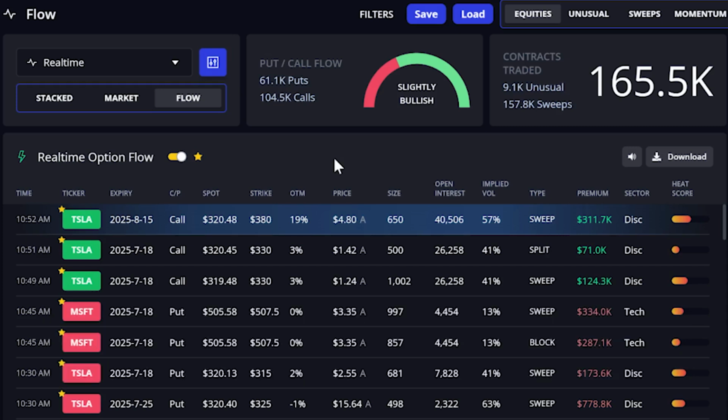The only thing I don't love about this is that Insider Finance only supports one watch list. You can't create multiple watch lists, which would be really nice for different trading days or different trading strategies.